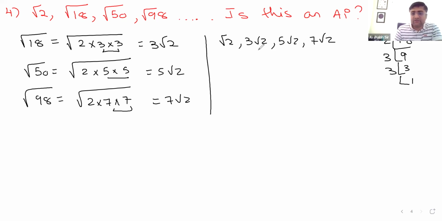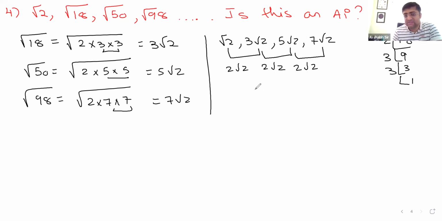Now let's check the common difference. 3 root 2 minus root 2 is 2 root 2. 5 root 2 minus 3 root 2, again 2 root 2. 7 root 2 minus 5 root 2, again 2 root 2. So since the common difference is the same, yes, it is an AP. Is this clear for everyone? Okay. So similarly, let's try a slightly more difficult question.